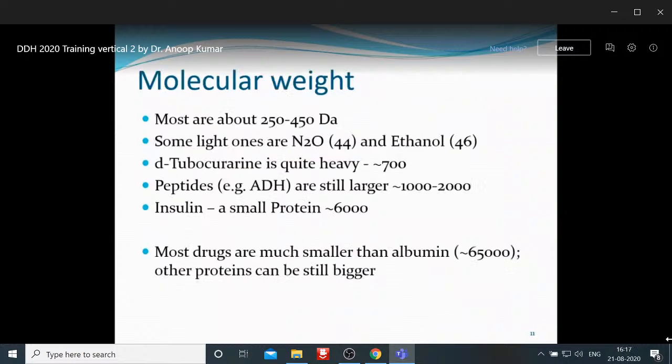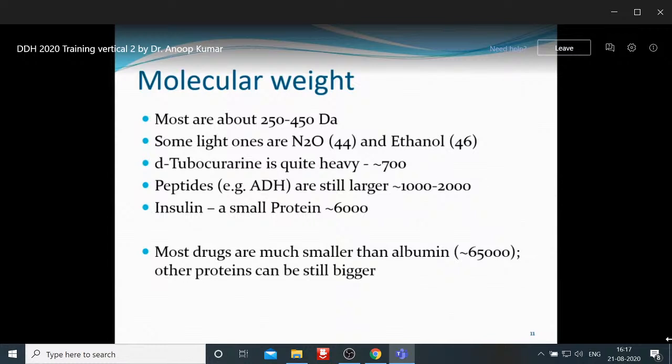So as I told, the first descriptor is molecular weight. Most drugs are 250 to 450 or 500 Daltons, but there are some light ones like nitrous oxide, 44, and ethanol, 46. There are drugs which are quite heavy, like tuberculin. Some drugs, like peptides, are much larger; antidiuretic hormone is still larger, 1000 to 2000. Insulin, a well-known small protein, is 6000.